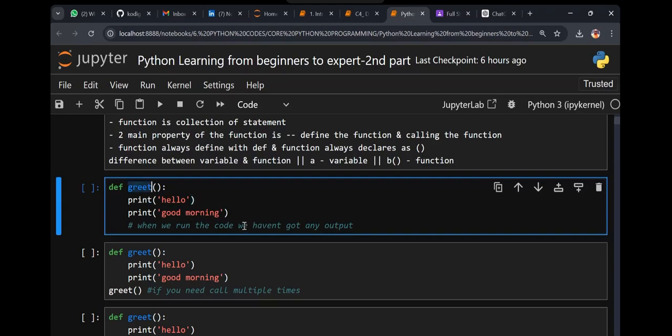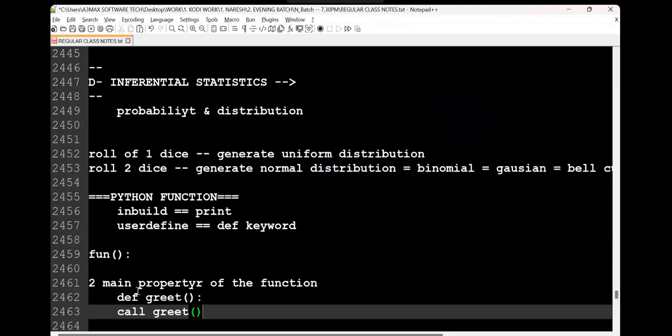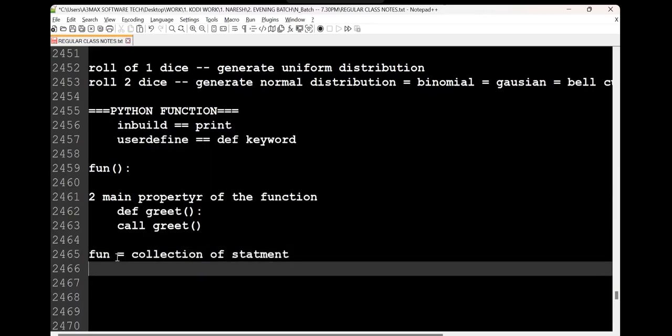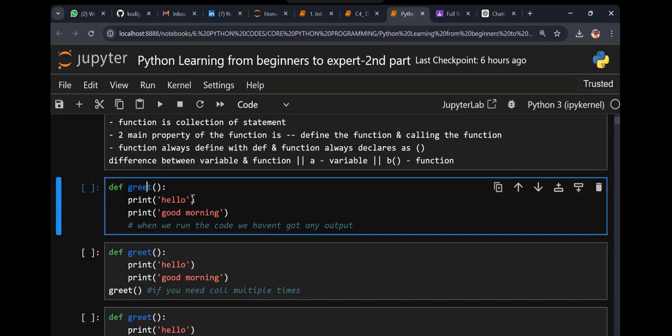functions are nothing but collections of statements. Let me write it down. Functions is a collection of statements. What statements? Print statements. For example, greet, hello, good morning. I define a function.